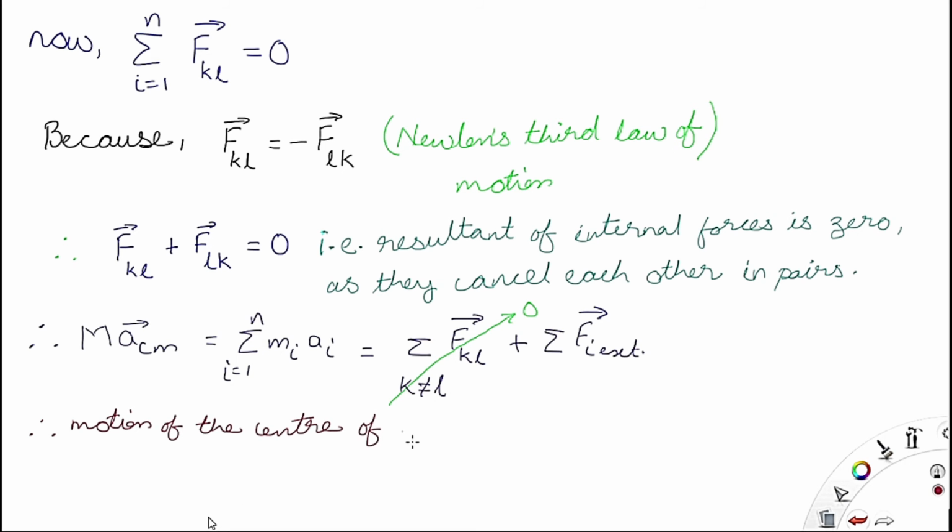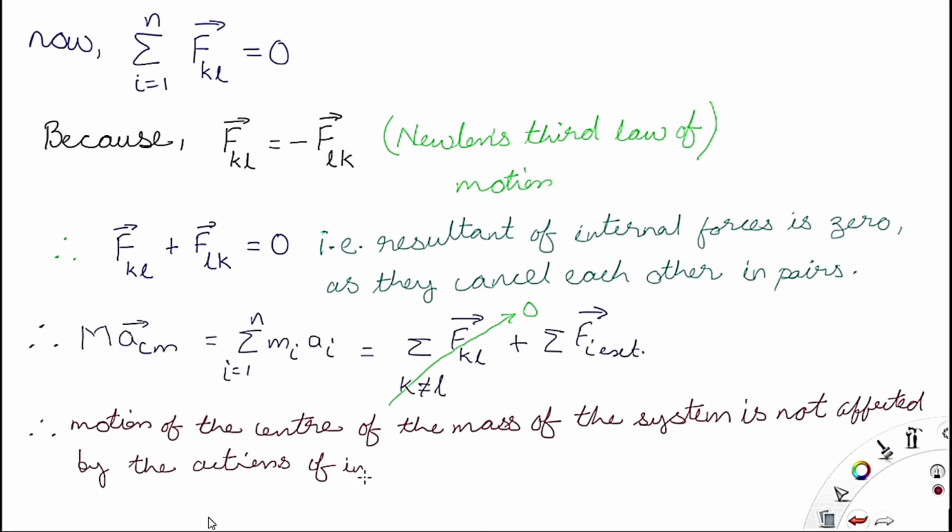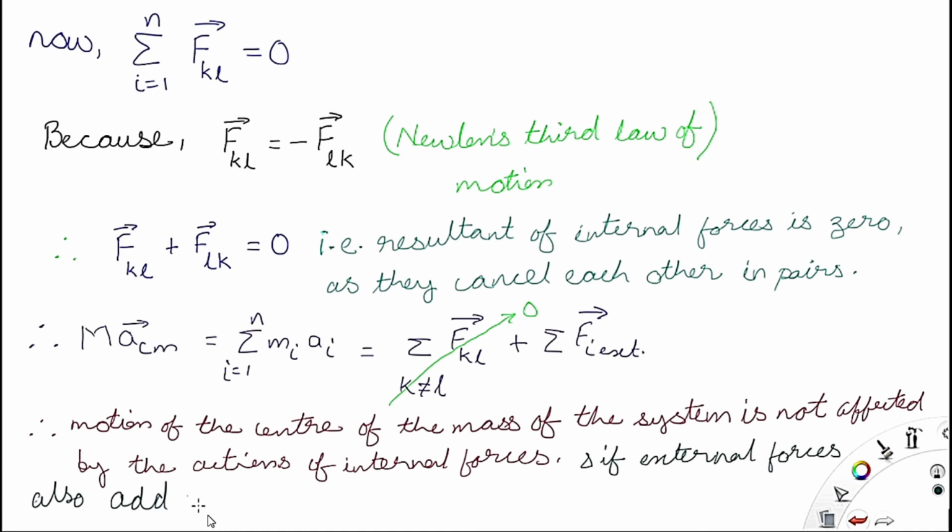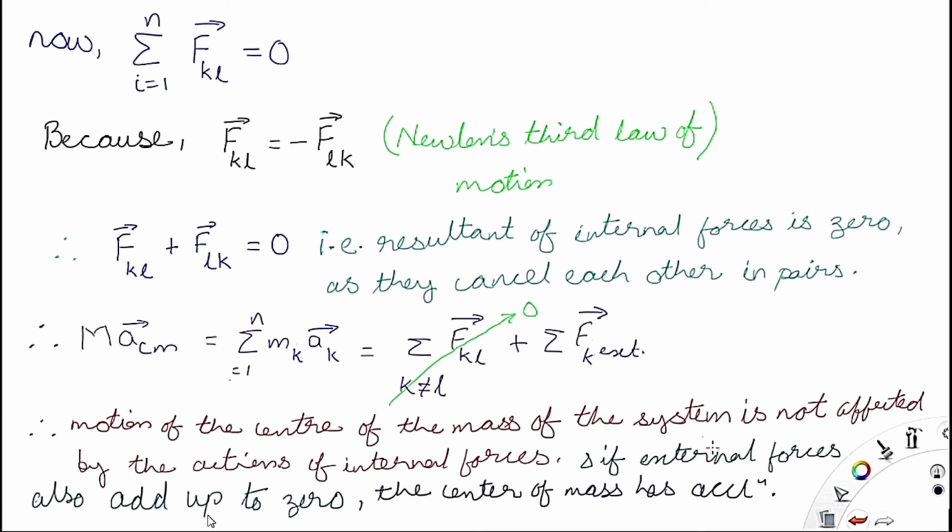So the motion of the center of the mass of the system is not affected by the actions of internal forces. In any system, if acceleration is happening, it is happening due to external forces, because internal forces cannot accelerate any body. And if these external forces add up to 0, then the system will be in inertia. The center of mass will not have any acceleration, and this is known as inertia, which is the first law of motion.